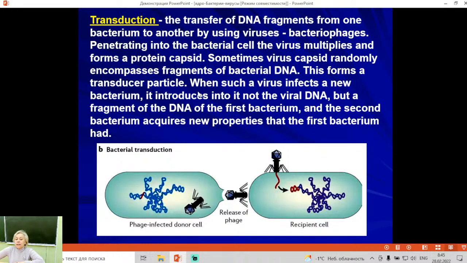And the next type, the third type of sexual recombination, transduction. Transduction is transfer of DNA fragments from one bacterium to another by using viruses. These viruses are called bacteriophages. Penetrating into the bacterial cell, the virus multiplies and forms a protein capsid. Sometimes the virus capsid randomly encompasses a fragment of bacterial DNA. This forms a transductive particle.